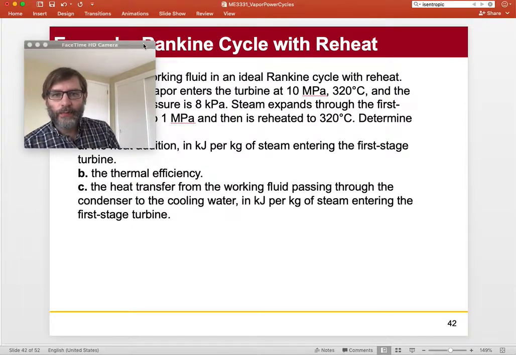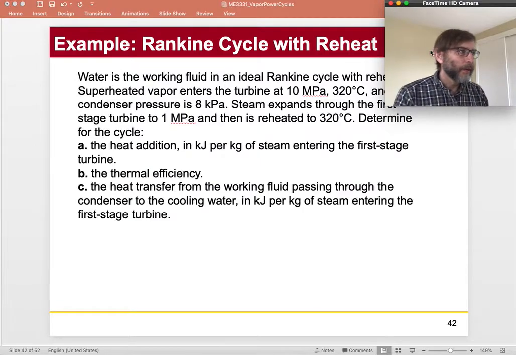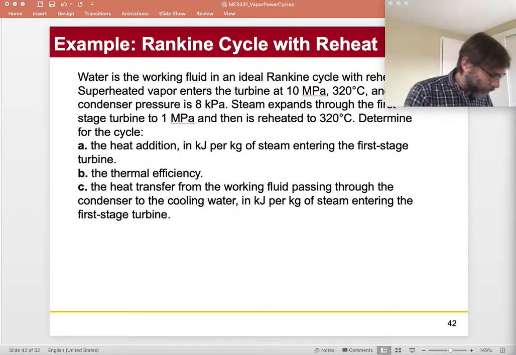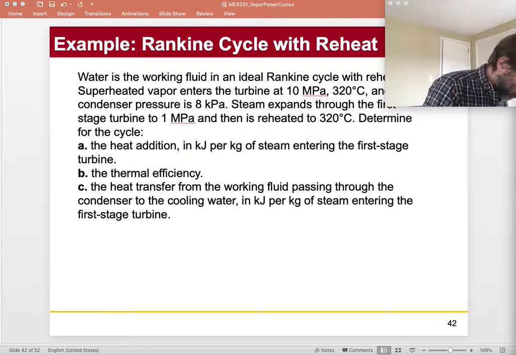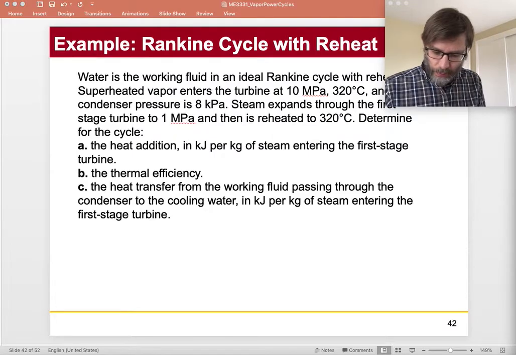I'm 18 minutes in here. So let's just do the analysis right now, and we can hopefully do a thorough job and do a good job of the example. And then I'm going to talk to you about irreversibilities, and then we're done. And irreversibilities won't take us very long.